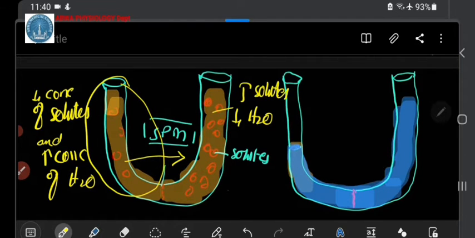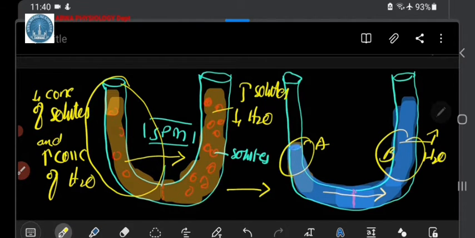Eventually, the water has moved from this side to this side, and this movement will keep going until equilibrium is achieved, when both sides, side A and side B, have the same amount of water. But the selectively permeable membrane does not allow any movement of solutes.